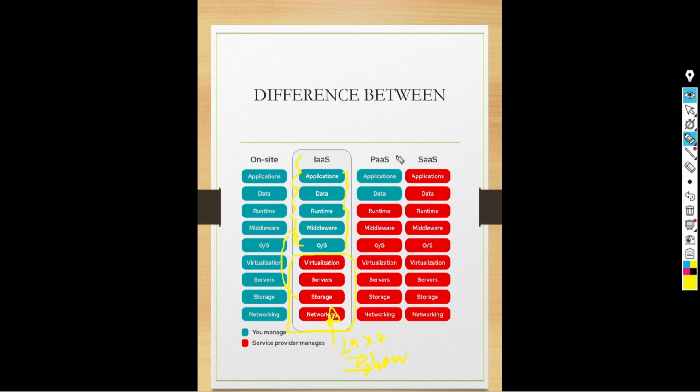Okay, if I'm going with PaaS, I'm not responsible for everything. The runtime, AWS will be responsible. Middleware, operating system, they will install, right? Virtualization, they will do it. Everything they will do. As I mentioned, that is Elastic Beanstalk, right?